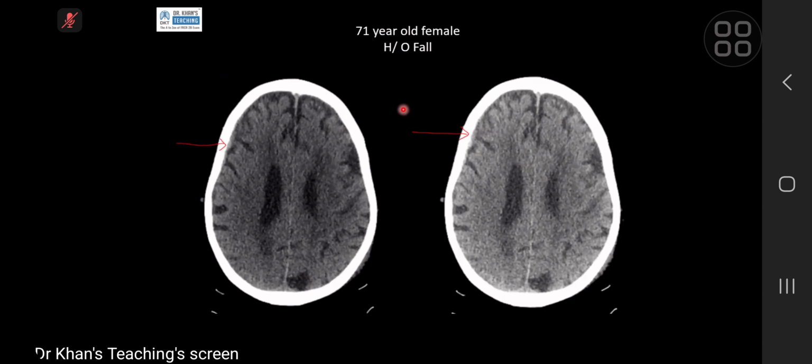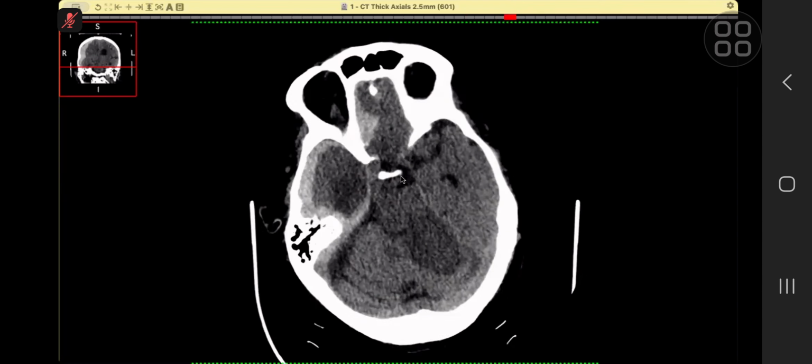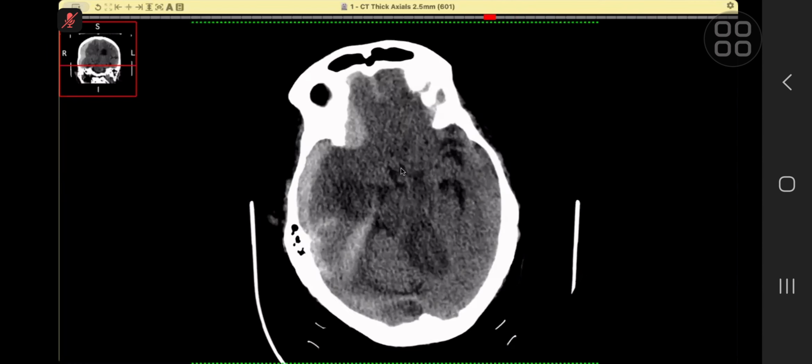If you see the suprasellar cistern, anterior to the midbrain, it is completely lost. You don't see it. So you have to highlight this to the examiner, the effacement of the suprasellar cistern. And then if you see the cerebellopontine angle cistern, the ipsilateral cerebellopontine angle cistern will be larger as compared to the contralateral side.